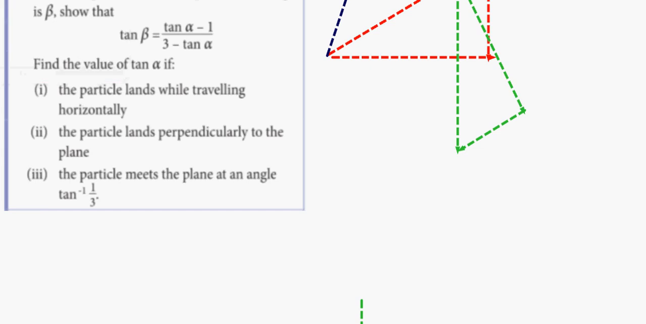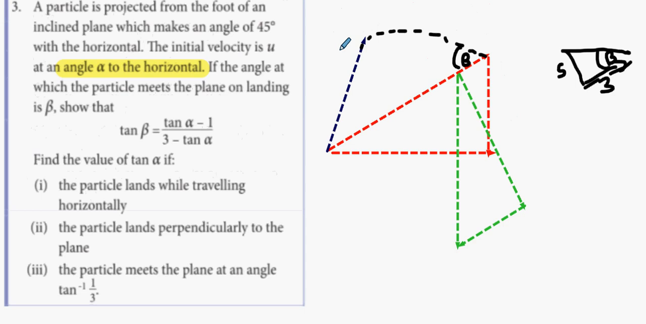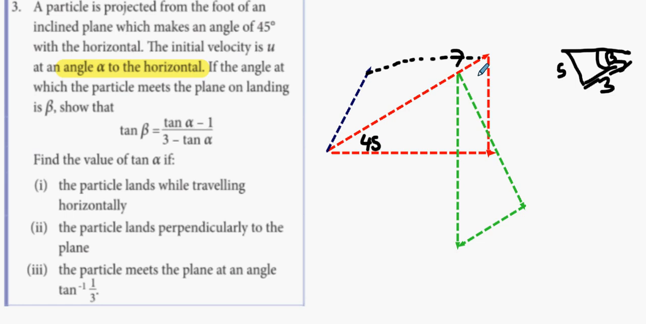Alrighty. Now, what we're going to do here is when it travels horizontally, what does that generally mean? Horizontally means you match the angle of the plane. And what's the angle of the plane in this question? What's the angle of the plane? 45, isn't it? So what I'm saying is it's an alternate angle. So when you travel, it means 45 and 45.